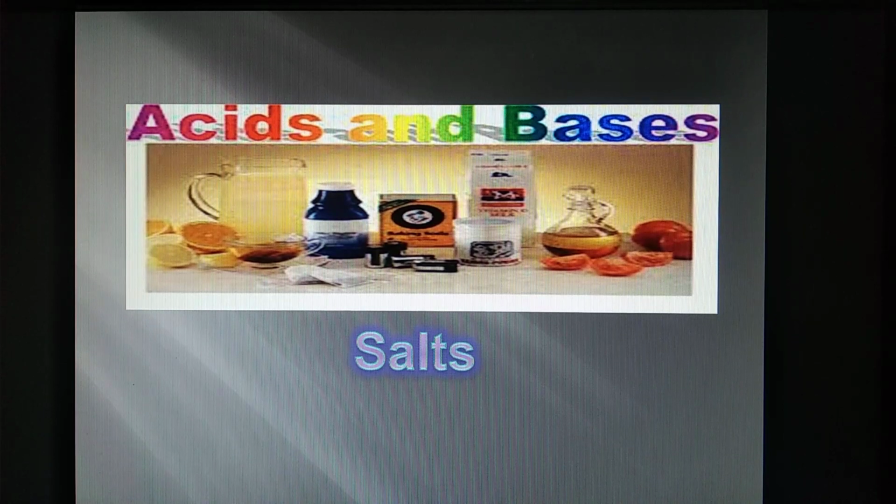Now we are going to discuss the second chapter in chemistry, that is acids, bases and salts. So here, while explaining all the points, some main points are going to be displayed.